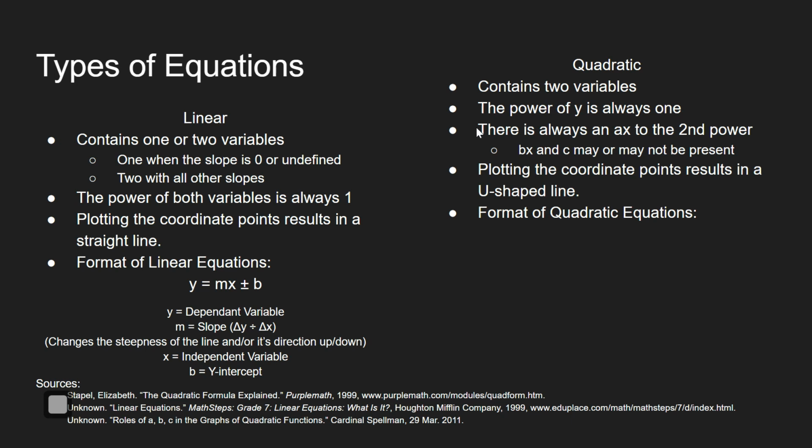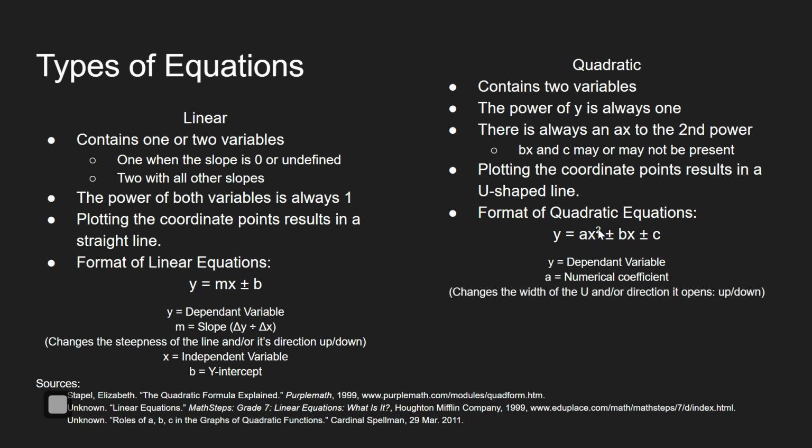The format for quadratic equations will look similar to the linear equations. Y equals ax squared plus or minus bx plus or minus c. In both types of equations, y is the dependent variable. A is the numerical coefficient of x squared. This is going to change how wide our parabola is and its direction, if it either opens up or opens down, depending on if A is positive or negative.